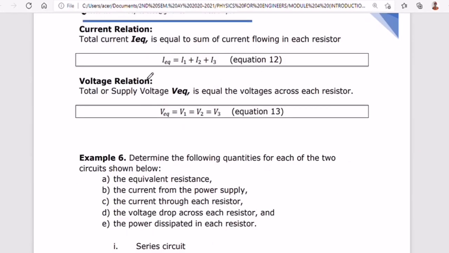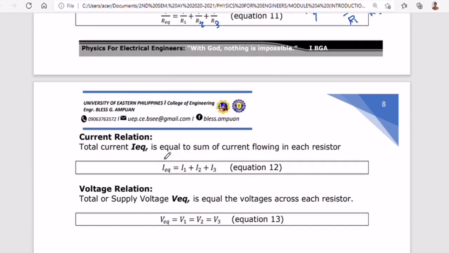So next is the voltage relation. The voltage relation says here that the total voltage, or VEQ, is equal to the voltage across each resistor.